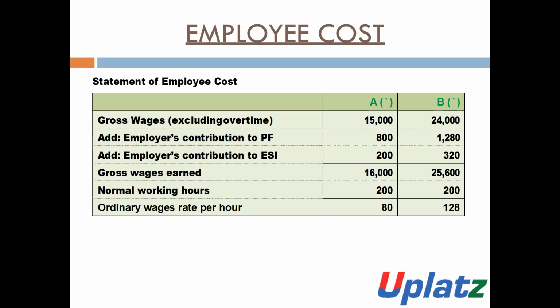Then the ordinary wages rate per hour is equal to 16,000 divided by 200, which is 80 rupees in the case of A. And in the case of B it is 25,600 divided by 200, which is 128 rupees. Then this is the statement of employee cost. And the wages rate per hour of A is 80 rupees and for B is 128 rupees.